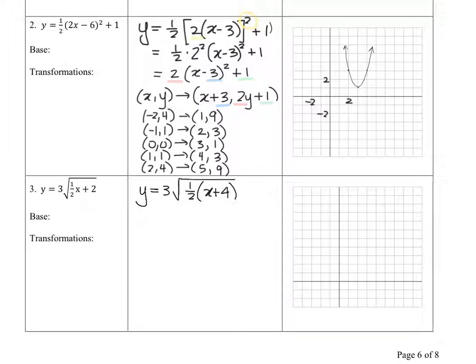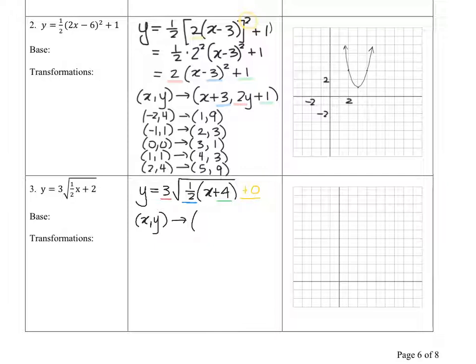Here's our a value. We don't have a c value, so the c is really plus 0. Our b value is 1 over 2, and then our d value is negative 4. So based on all of that information, we can come up with our mapping notation formula.